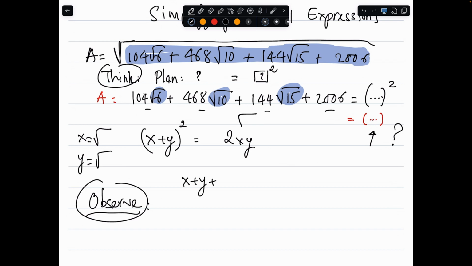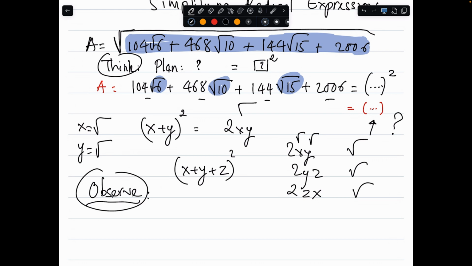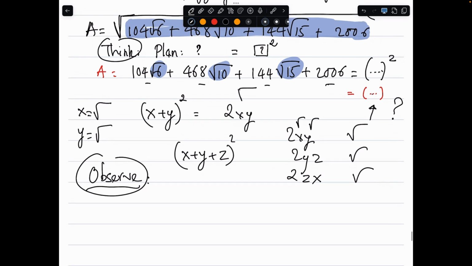Okay, so if it's not the case, then you should move on, right? It's s plus y plus z squared, and then you see here you have 2sy, 2yz, and 2zs, right? And then here 1 square root from s, 1 square root from y, so you have 1 square root here, another here, another here, and then it's exactly the form of the expression under the square root. Now what is s, what is y, and what is z, right?